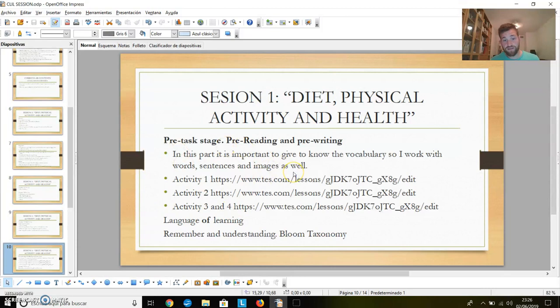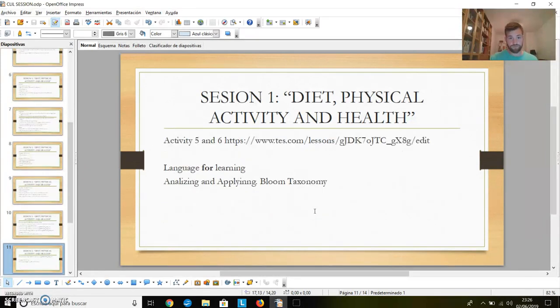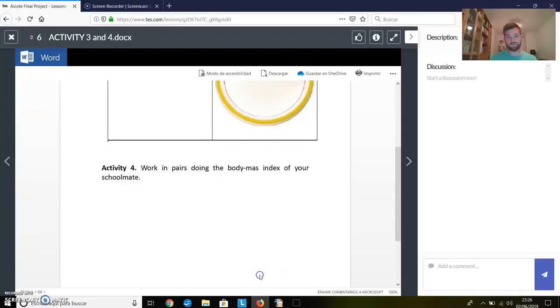In activities 1 to 4, we use language of learning, in the lower Bloom taxonomy, remembering and understanding. In activities 5 and 6, they use language for learning, analyzing and applying in the Bloom taxonomy. I'm going to show you these activities.